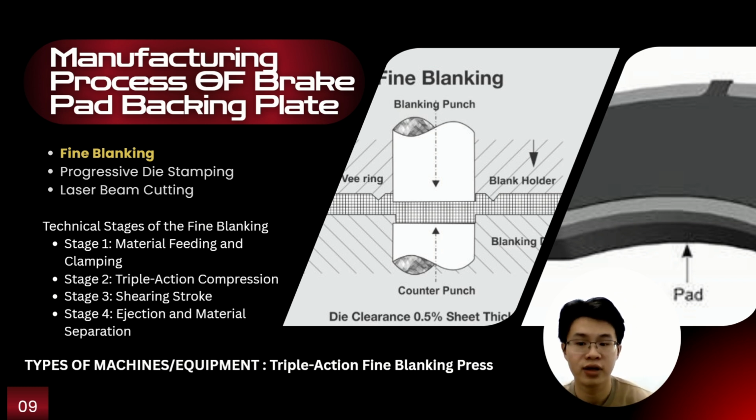If standard metal stamping is just like a cutter, fine blanking is an ultra precise version. Instead of just punching the shape out, we tightly clamp down a sheet of steel with three different forces at once, and then we compress it and shear it smoothly. Because of this triple action compression, the edges of the backing plate come out incredibly clean, perfectly flat, and without any tiny tears or cracks.